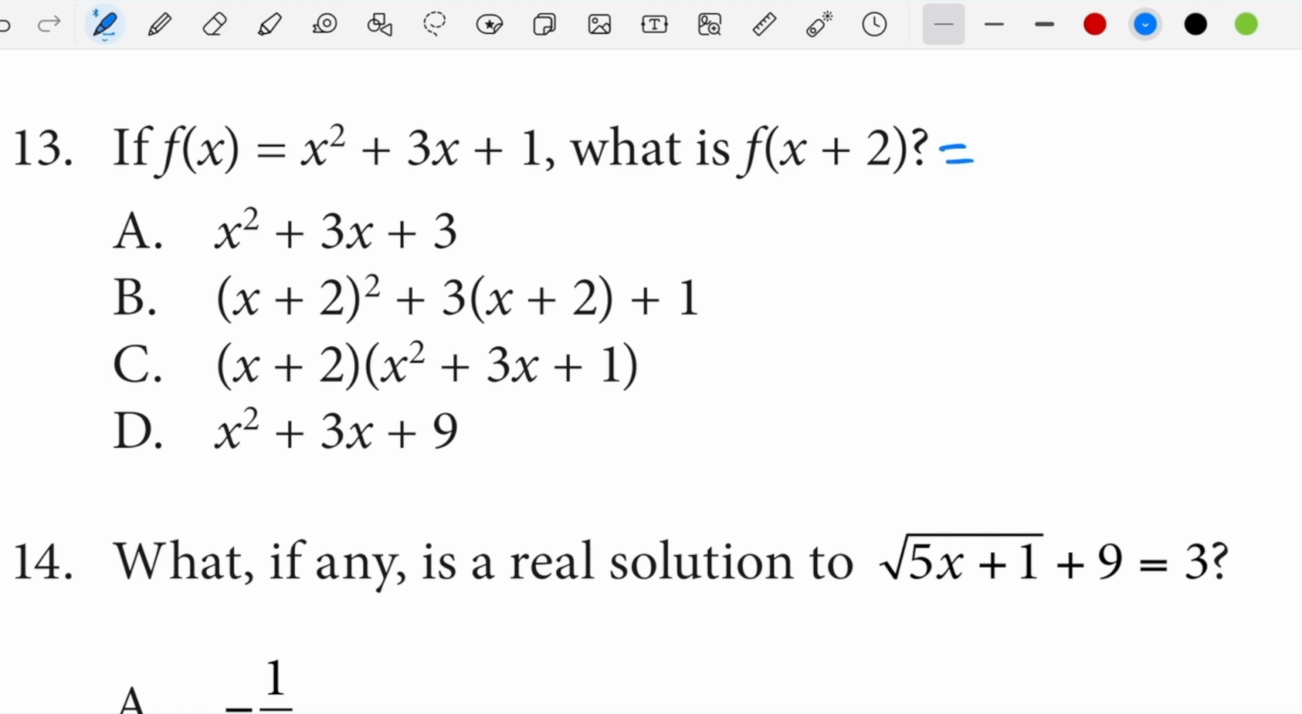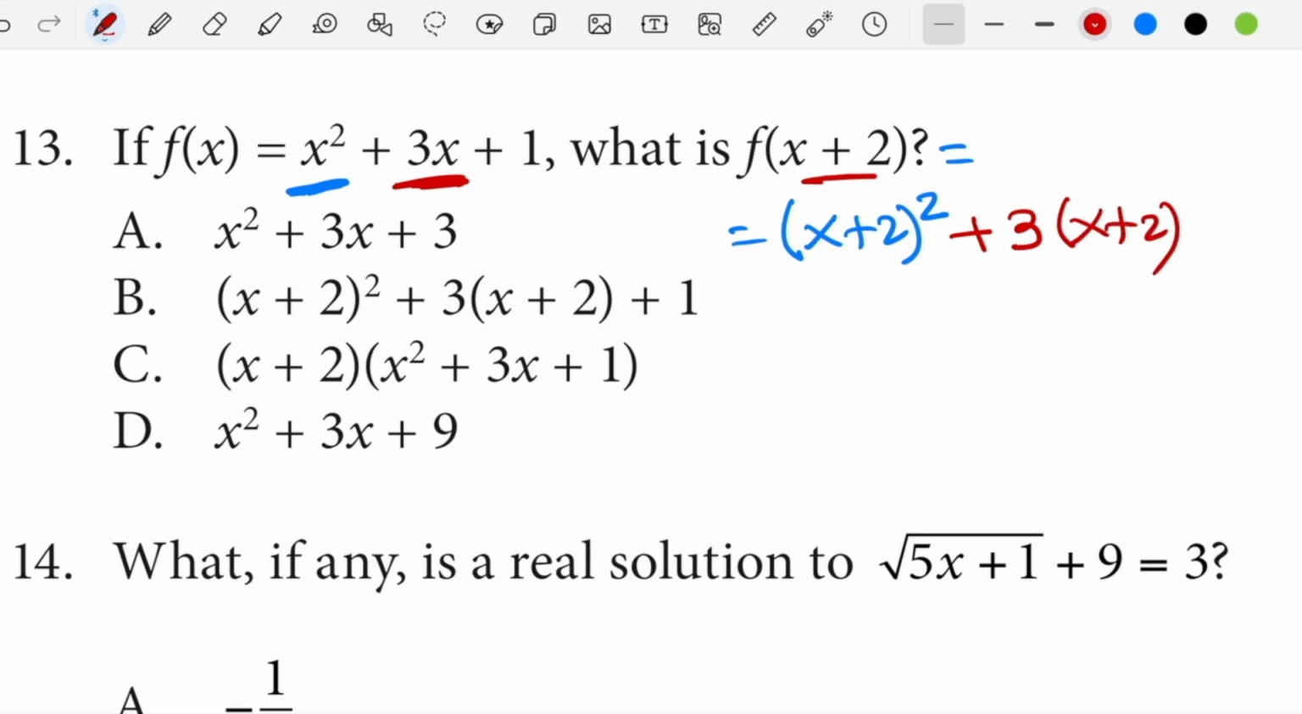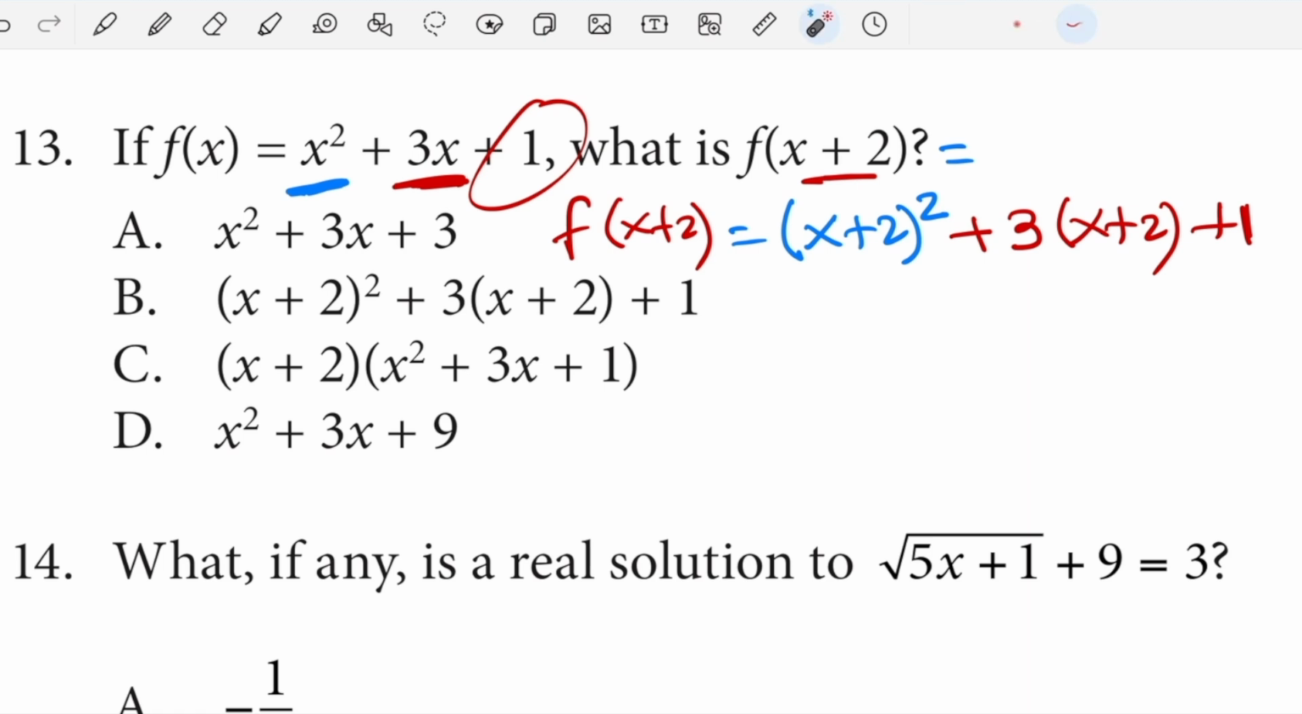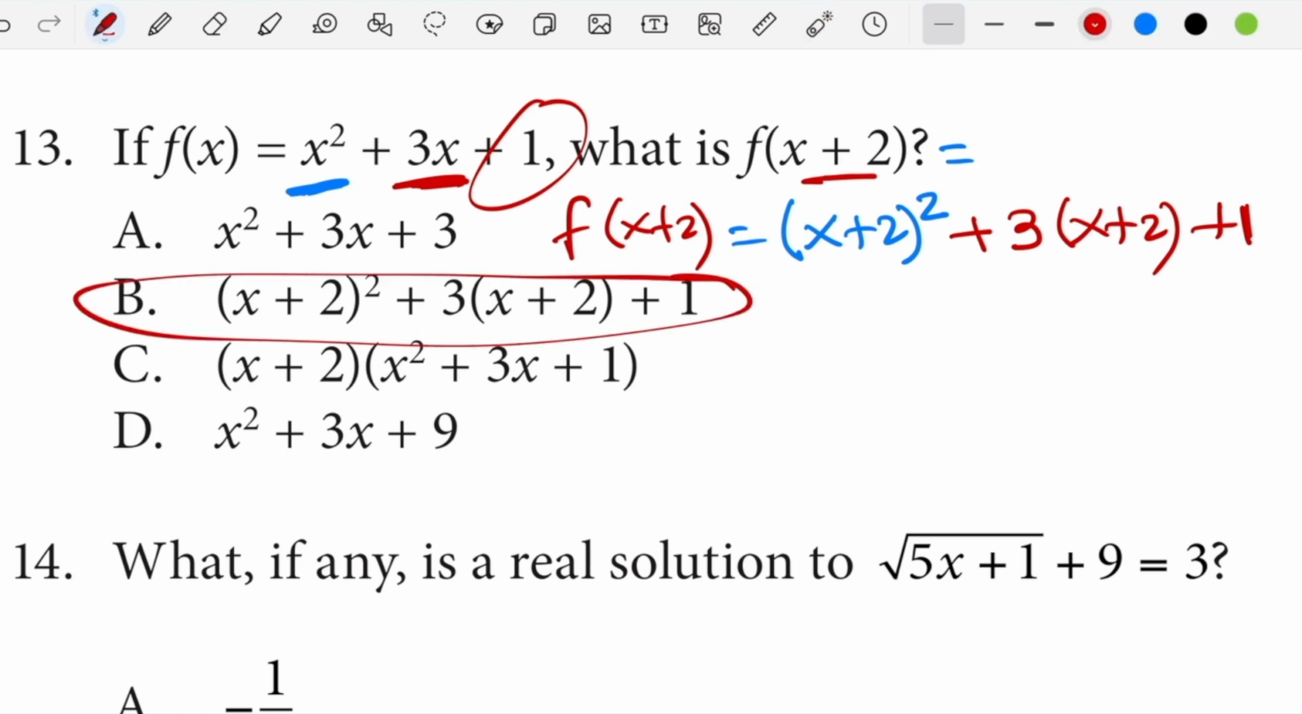So f of x plus 2 is equal to x squared. Instead of the x, I put x plus 2 to the second power, plus 3x plus 3. Instead of the x, I put x plus 2. And don't forget to bring the plus 1. All right, so that's f of x plus 2. Before we move on, let's check if that's one of the answers. x plus 2 to the second, 3 parentheses x plus 2, plus 1. Answer is B. Next, 14.